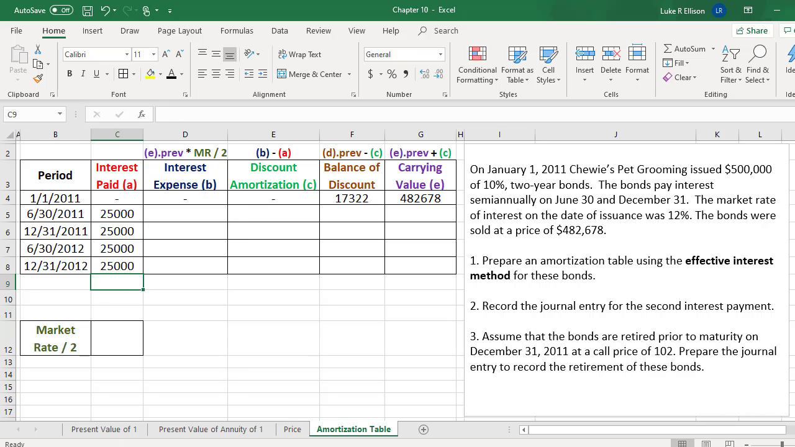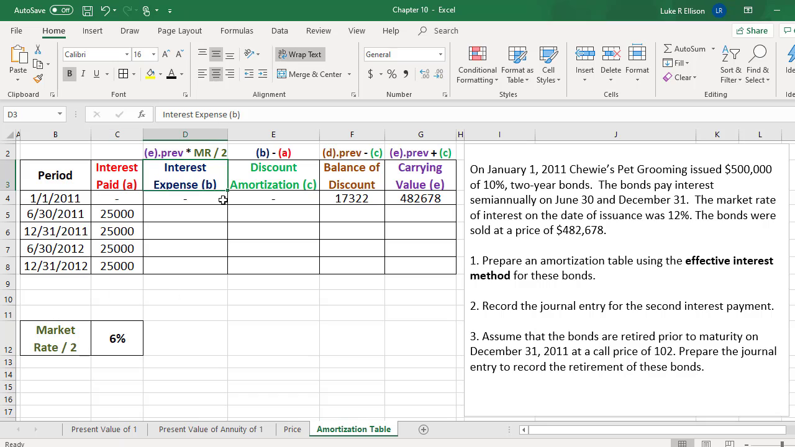The next thing I want to do is to find the market rate of interest divided by 2. Once again, dividing by 2 because these bonds pay interest semi-annually. So if we look closer, we see that the market rate of interest on the date of issuance was 12%. So if we take 12% and we divide by 2, we'll get a 6% market rate of interest divided by 2. So everything we've done so far I consider the setup for the amortization table. Now let's move on to the other columns.